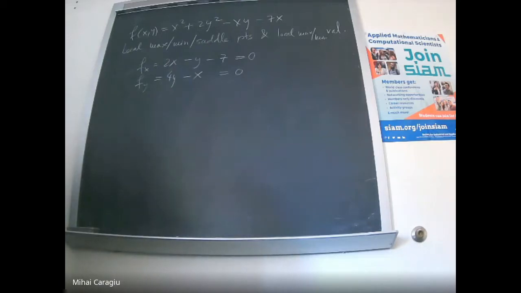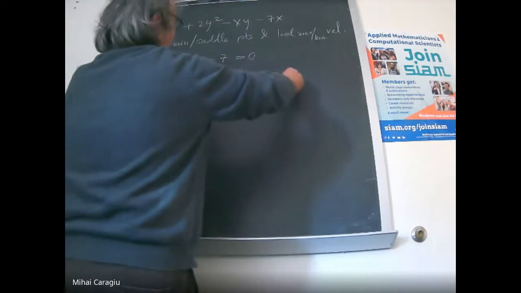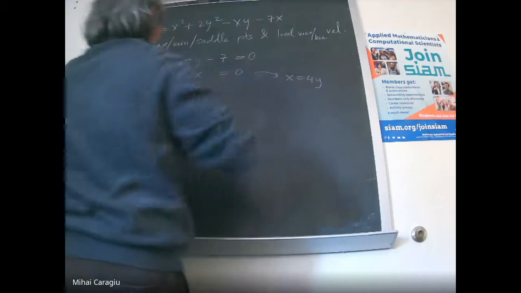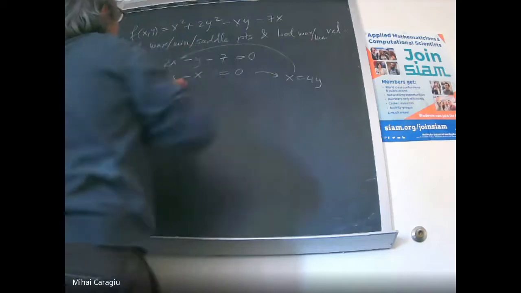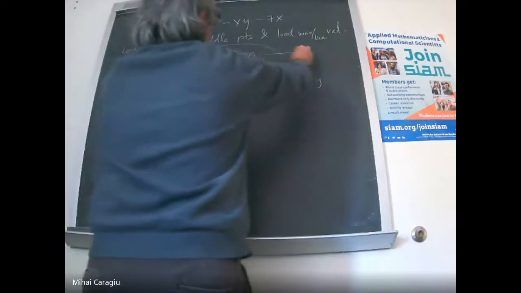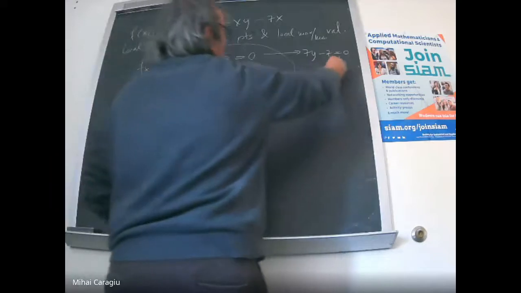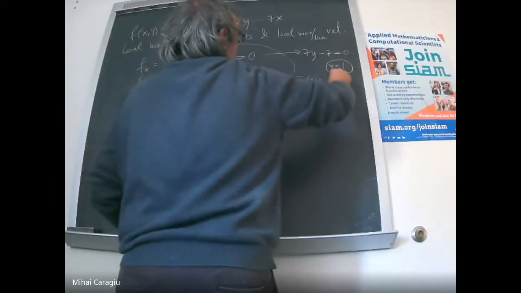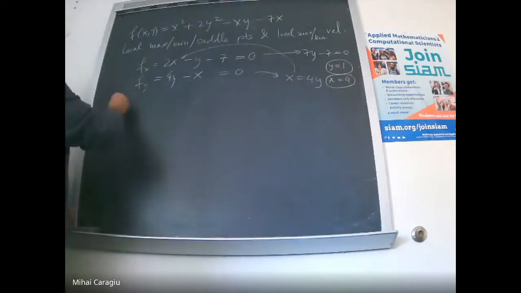Okay, so basically we can say from here x equals 4y, and replace this into the first equation. So 2 times 4y is 8y minus y. We will get 7y minus 7 equals 0. So y equals 1, and x equals 4, being 4y. So the point, let's call it P, with coordinates 4 and 1, is a critical point.